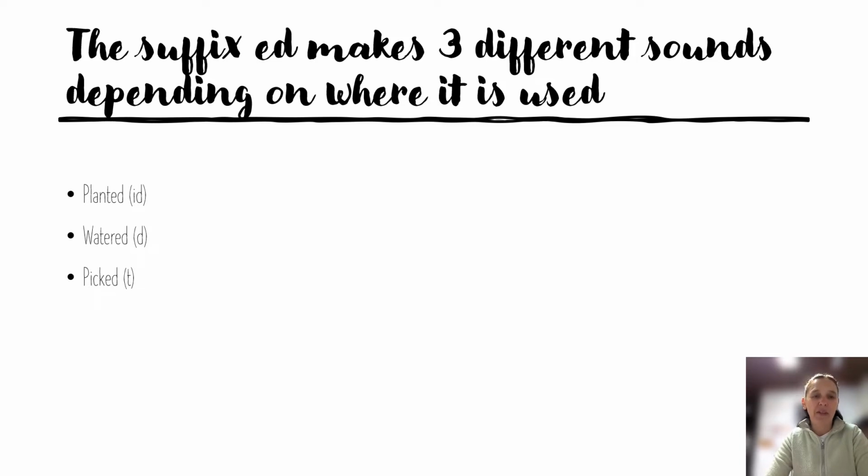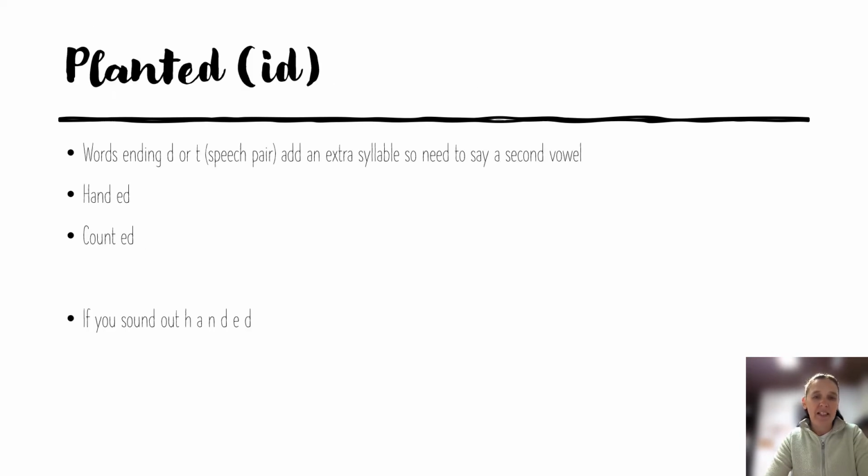And I quite like those words, planted, watered, picked, because it relates to growing a flower. So you planted it, you watered it, and then you picked it. So it's a nice 3 words that just sync together to help the children. So id, as in planted. If a word ends with a d or a t, and they're a speech pair, so that adds an extra syllable. So you need to say the extra vowel.